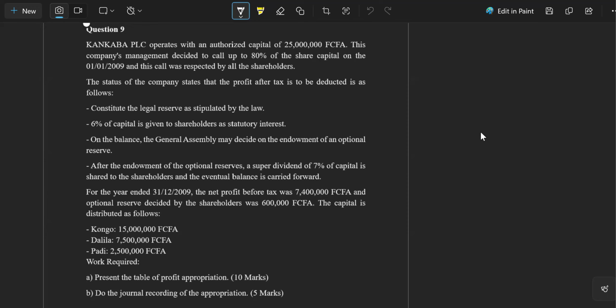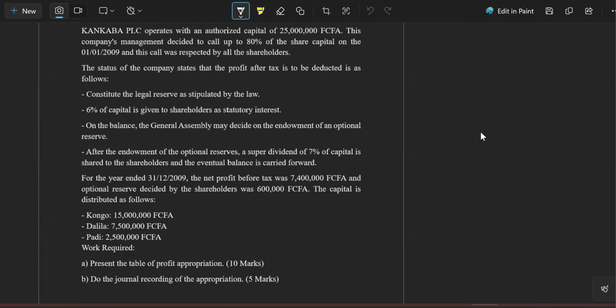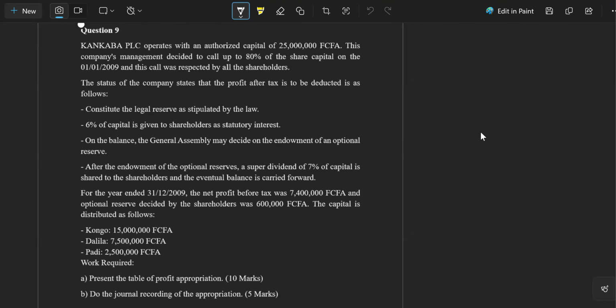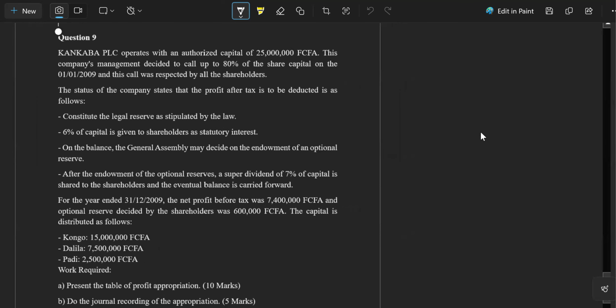The first work required is to present the table of operational profit. So this is what we're going to do. First of all, we're going to calculate the net profit after tax, because profit before tax cannot be shared. It's profit after tax that is shared to the shareholders. So let's note that.